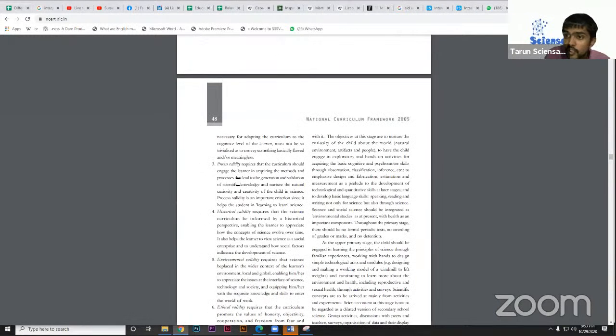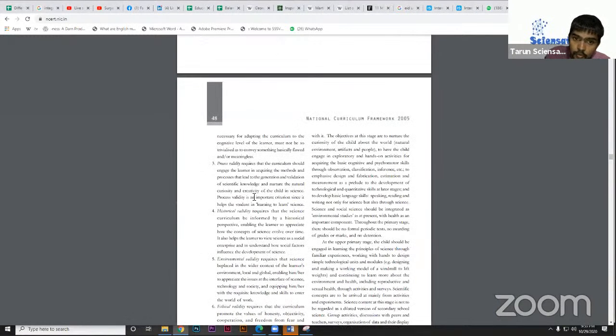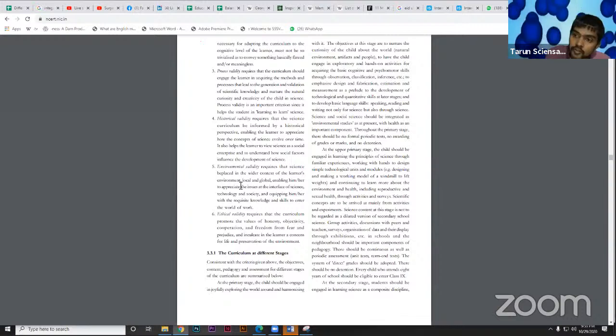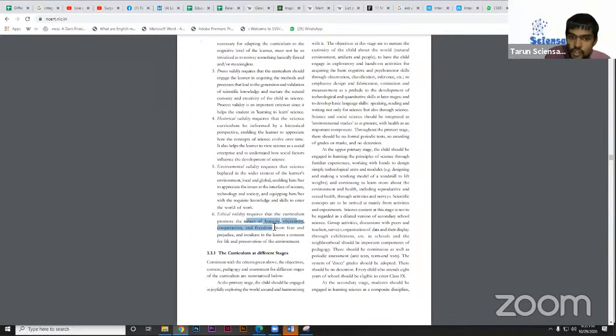Then process validity: are we teaching science as a process or as an output? Historical validity: are we seeing how science is developing over a period of time? Environmental validity: are we looking at the surroundings of the child and localizing it as per the surroundings? And ethical validity: are we also teaching honesty, objectivity, freedom from fear, prejudice, right? I mean, with science, can a student be free from fear?